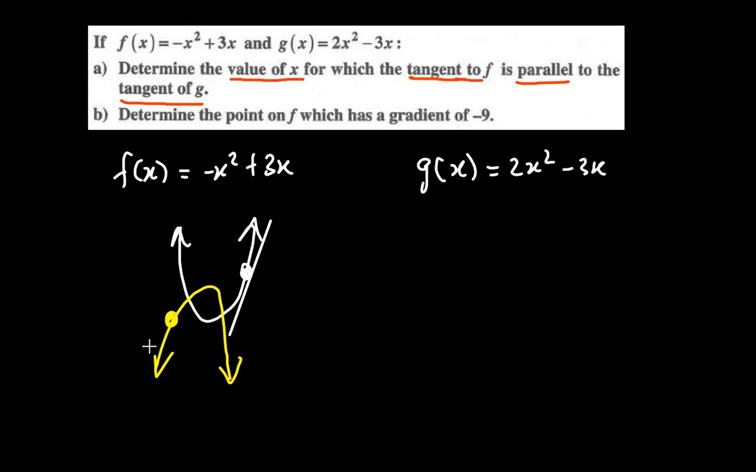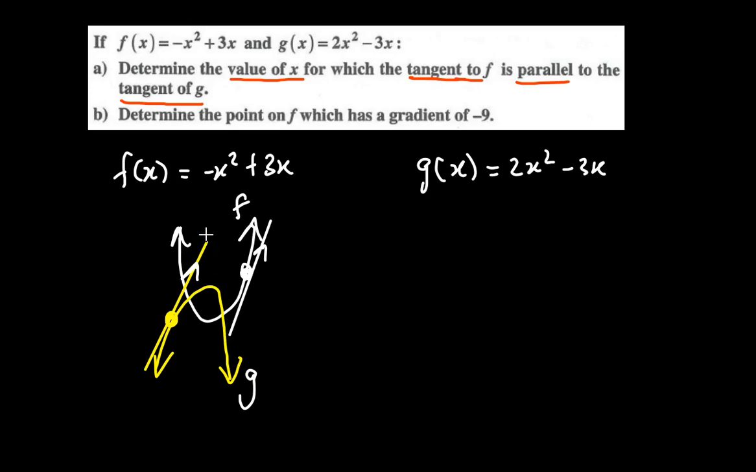Sorry, let me maybe write it like this. So they are saying the tangent to g, this is g, and this is f. The tangent to f, which is this one, is parallel to the tangent of g. So these two lines here, they are parallel. What do we know about parallel lines?